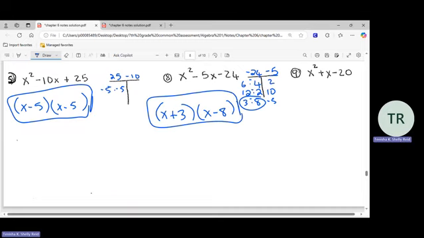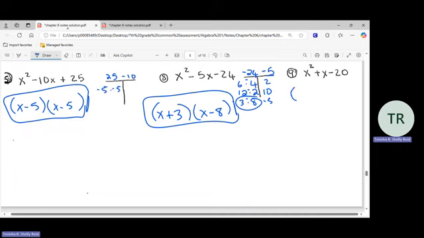And then lastly, number 9. Let's see, this should be an x and this is an x. It's going to be 5 and 4 because that middle one came to 1. And that's a positive, so it must be a positive 5 and a negative 4.